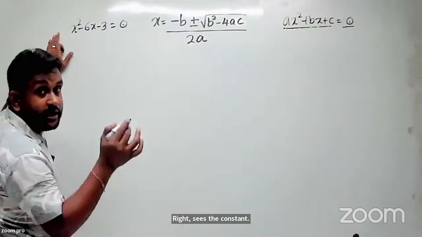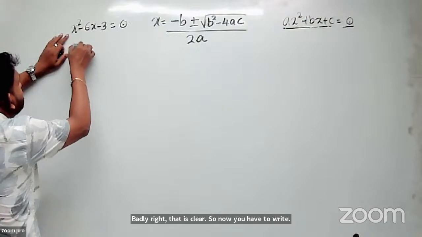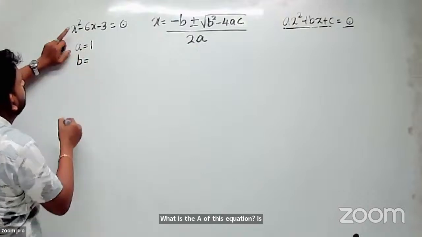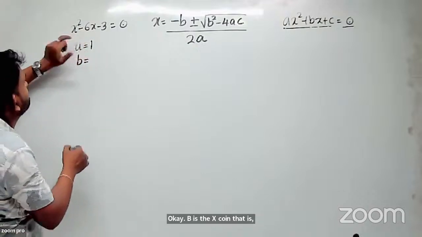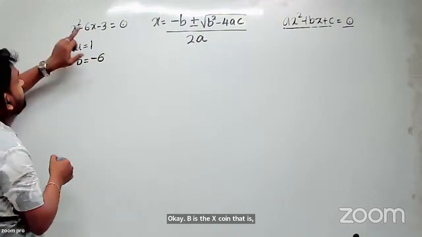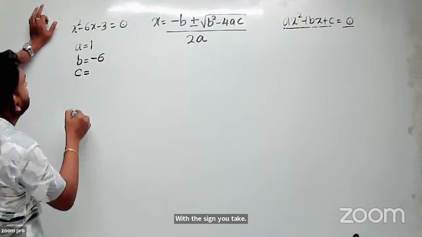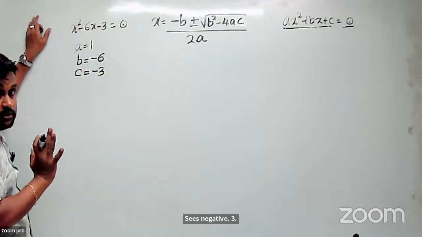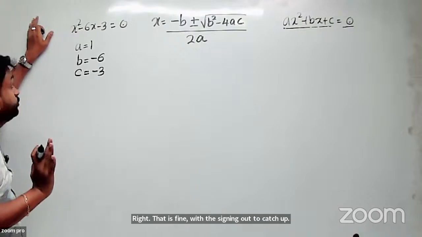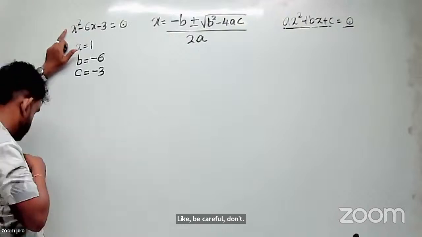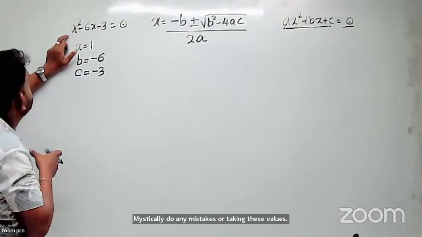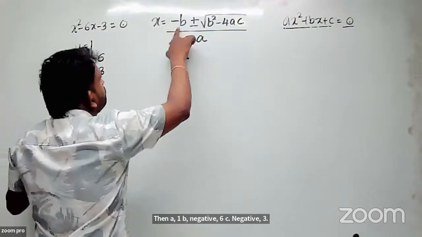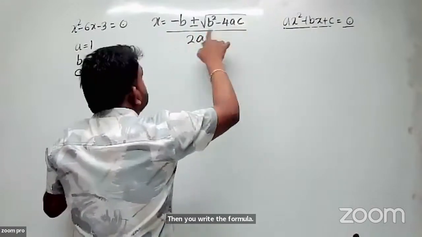So now you have to write what a of this equation is. a is the x squared coefficient, that is 1. b is the x coefficient, that is minus 6, taking the sign. Then c is the constant, c is minus 3. With the sign you have to catch it. But be careful not to make mistakes in taking these values. Okay, then a is 1, b is minus 6, c is minus 3. Then you write the formula: x equals minus b plus or minus the formula.